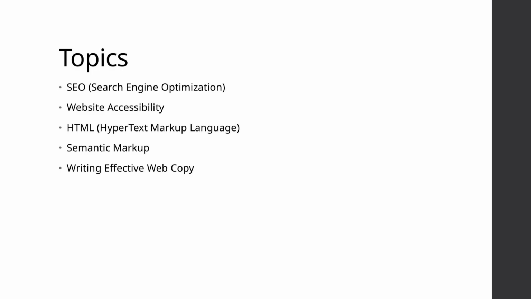Creating a successful website begins with a strong content strategy. Topics include learning to develop informative, engaging content optimized for search engines, aligning content with accessibility standards to ensure all users can navigate and interact with the site easily, and implementing semantic markup to provide meaningful HTML tags that improve screen reader compatibility. Lastly, we'll cover best practices for writing compelling web copy.